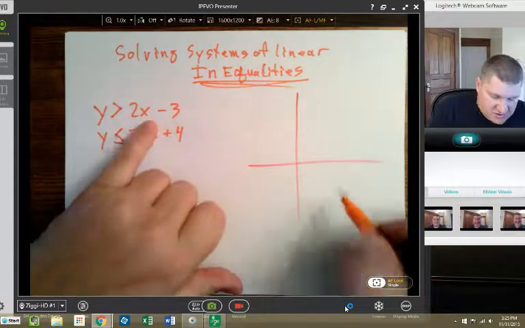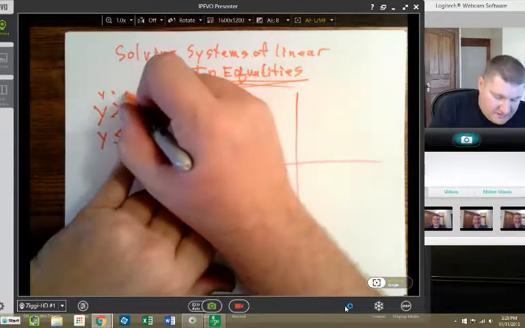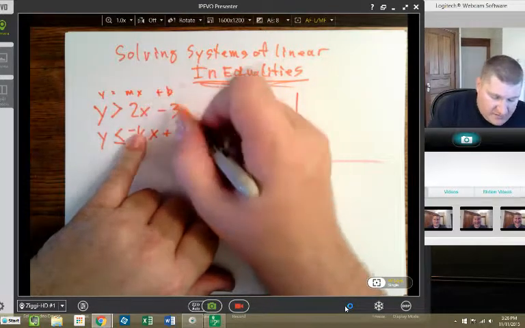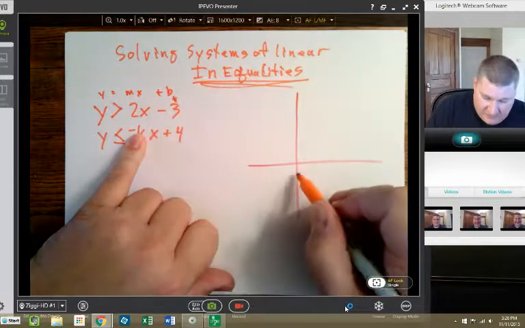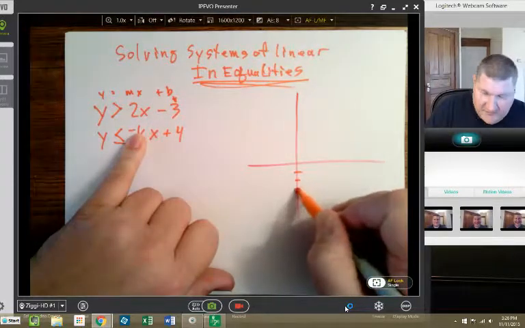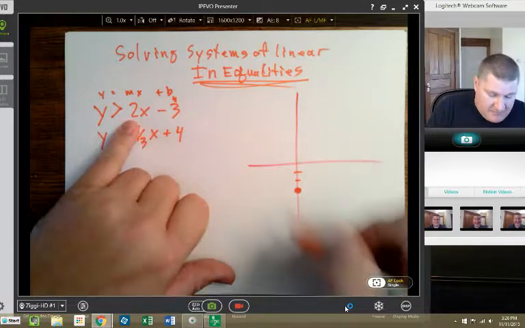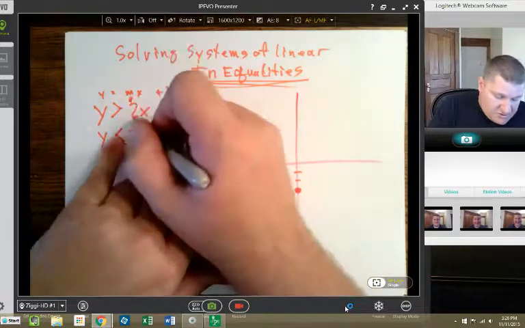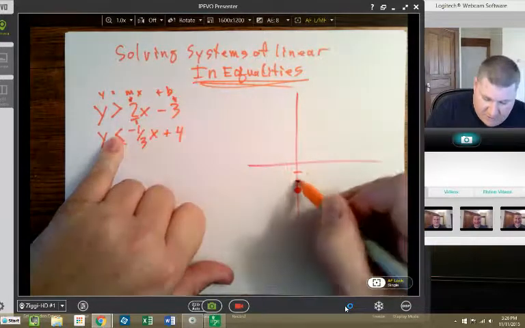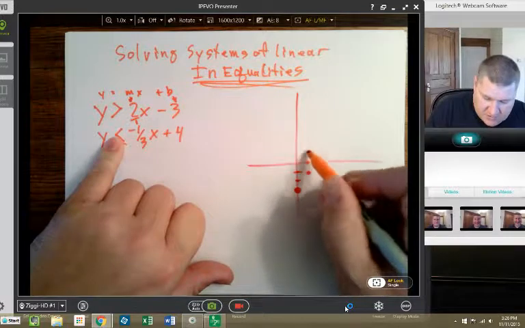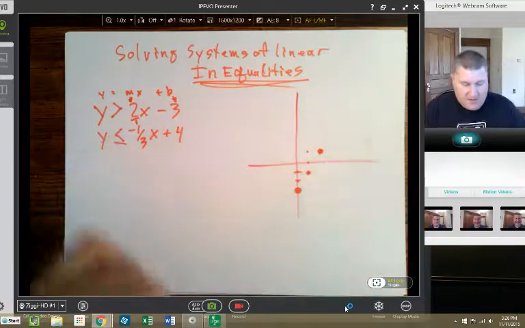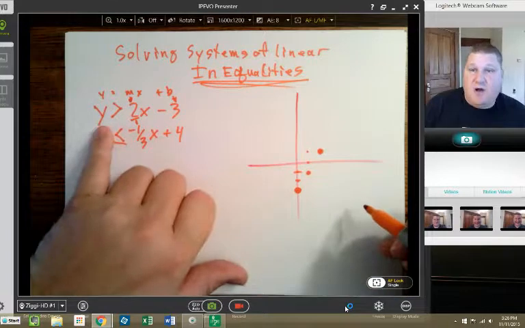First things first, y equals mx plus b. Your y-intercept is -3, so we go down 1, 2, 3, and there's our point. Now we have a slope of 2, or 2 over 1. So up 1, 2 over 1. Up 1, 2 over 1. Very good. Now, the thing is, this is y is greater than.